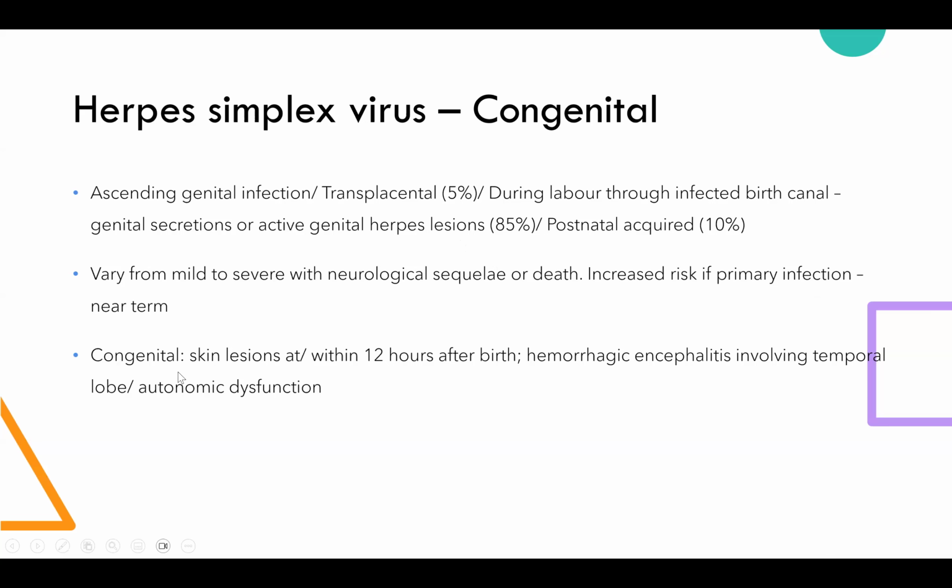So congenital lesions present as skin lesions at birth or within 12 hours after birth. And these lesions can be hemorrhagic also. Along with skin lesions, they have systemic manifestations. More commonly, CNS manifestation, they present with hemorrhagic encephalitis involving the temporal lobe. And there will be autonomic dysfunction, like the baby can have hyperthermia, hypothermia, heart rate variability, respiratory rate variability, and color change.